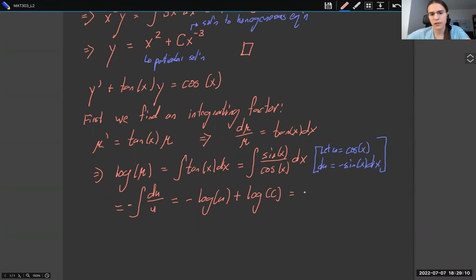And so substituting back, we get minus log of cosine of x plus log c. And so as a consequence of this, mu is equal to c, and then we have -1 times log cos x. So e to the log cos x is cos x, but then we have this -1 out front. So that becomes c divided by cos x.